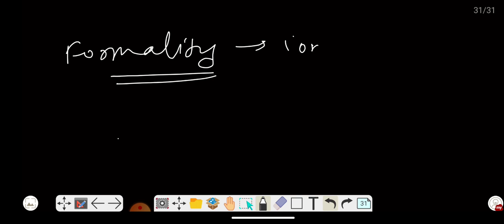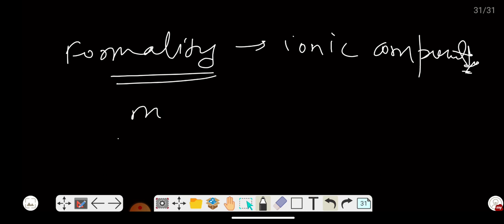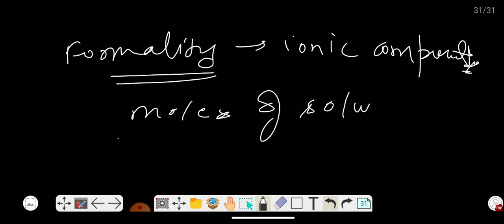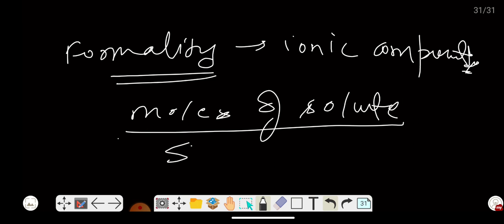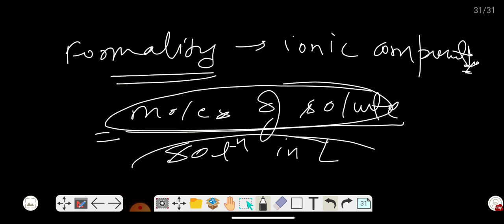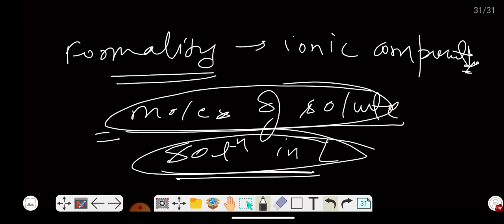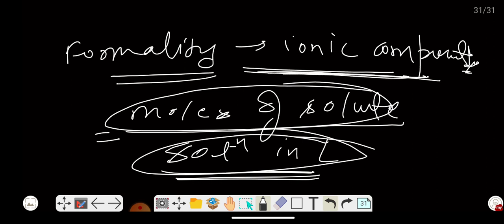Now again we have a topic, formality, and this can be calculated for ionic compounds only. Formality is similar to molarity: moles of solute upon solution in liters. This is similar to molarity, only the name changes because it is calculated for an ionic compound.